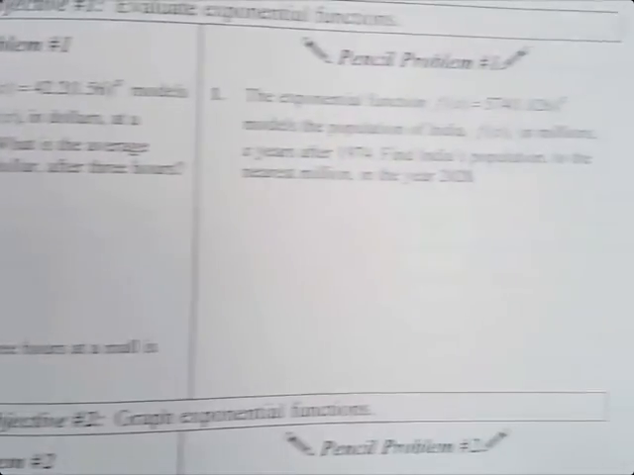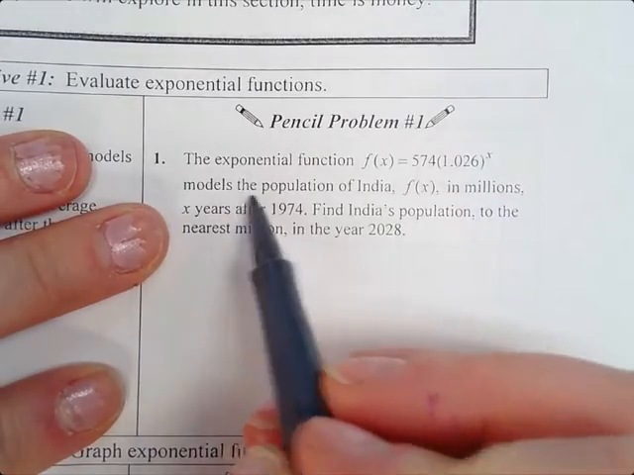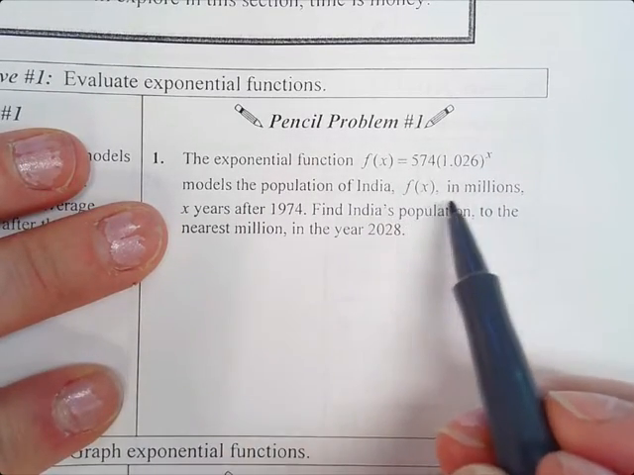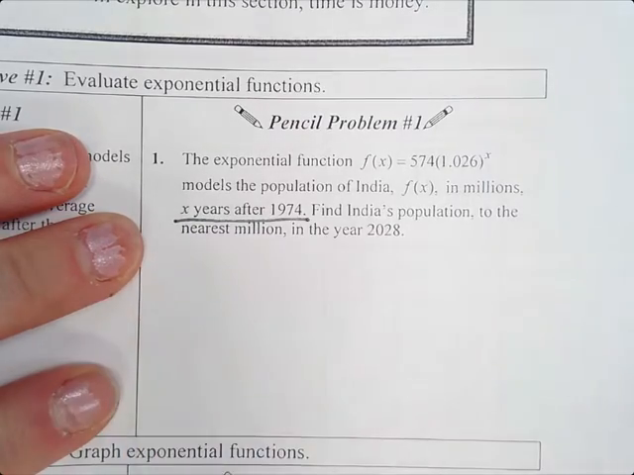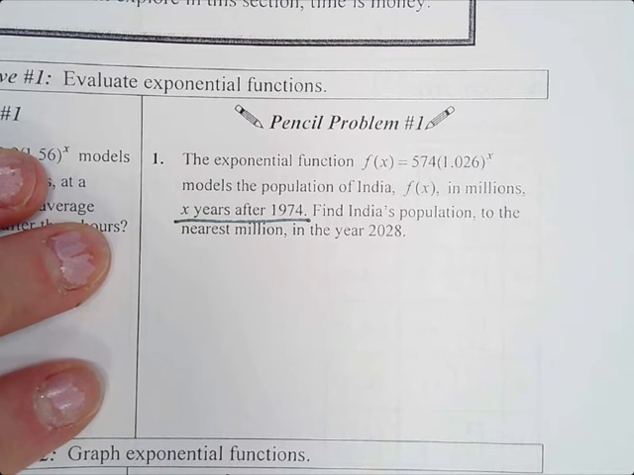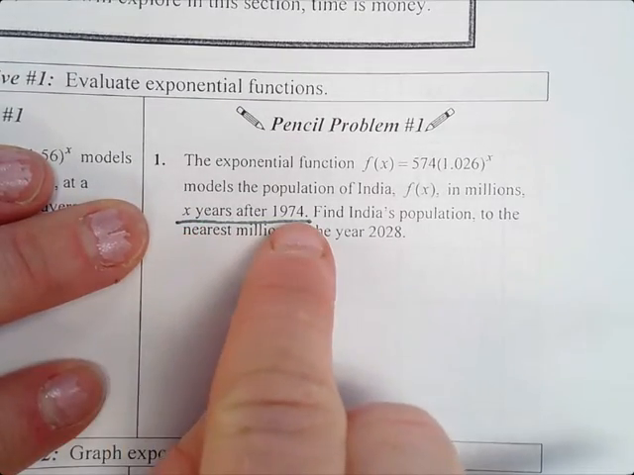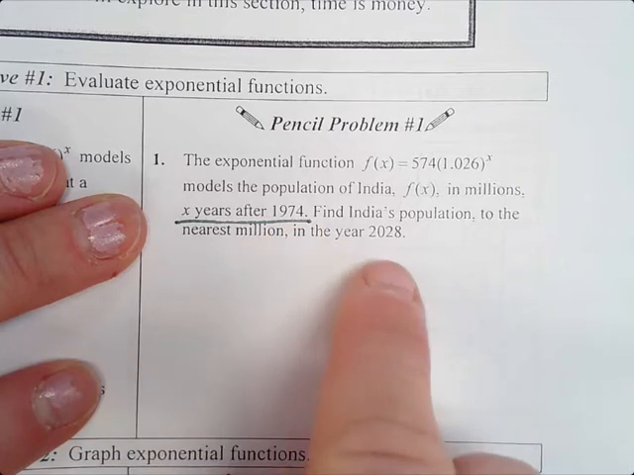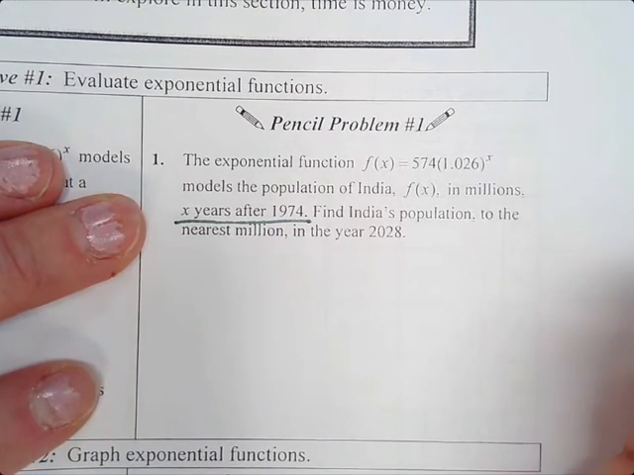So let's look at ours that we're supposed to solve. Here's our exponential function. It models the population of India, f of x in millions, x years after 1974. Find India's population to the nearest million in the year 2028. So since x is represented by years after 1974, do y'all know how we could find out what we're going to use for x? Yeah, subtract them.